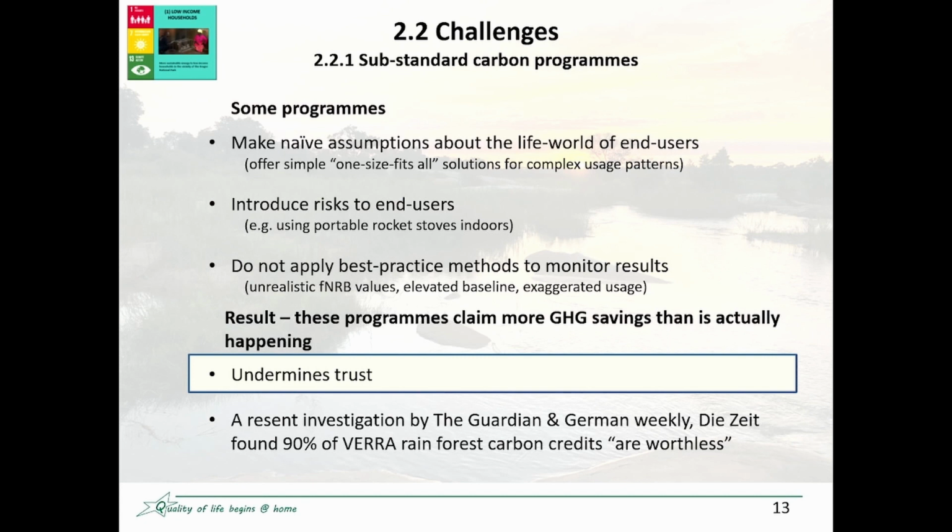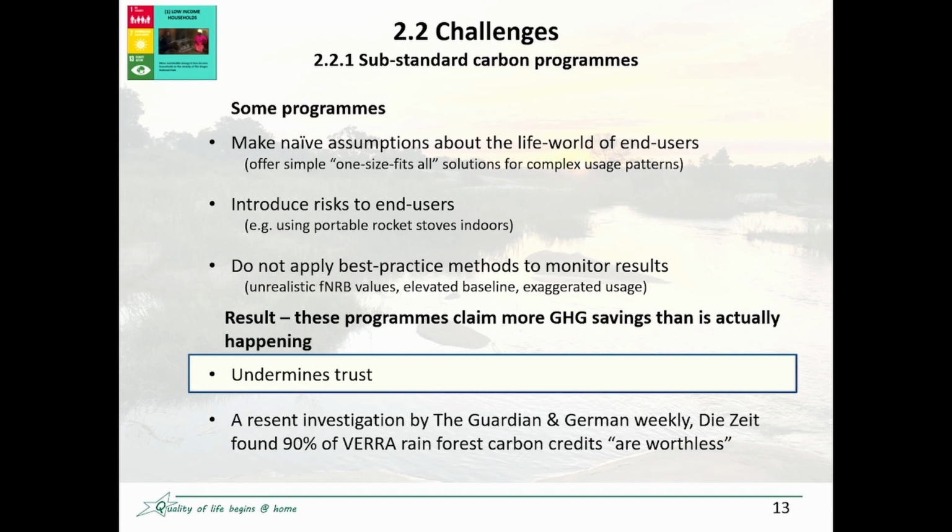They also sometimes work with elevated baselines. Some of these methodologies allow these baselines, and then ultimately there's exaggerated usage of these stoves. They claim that the stove has, for example, if it's a cook stove program, replaced the open fire, but it has not in all cases been the case fully. So the result is that these programs claim more greenhouse gas savings than is actually happening, and it undermines trust. And I believe that trust in this market, like in many others, is the most important asset that we have.